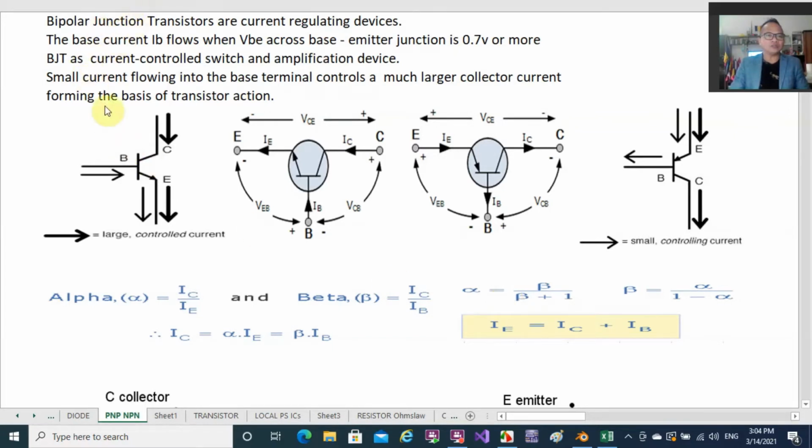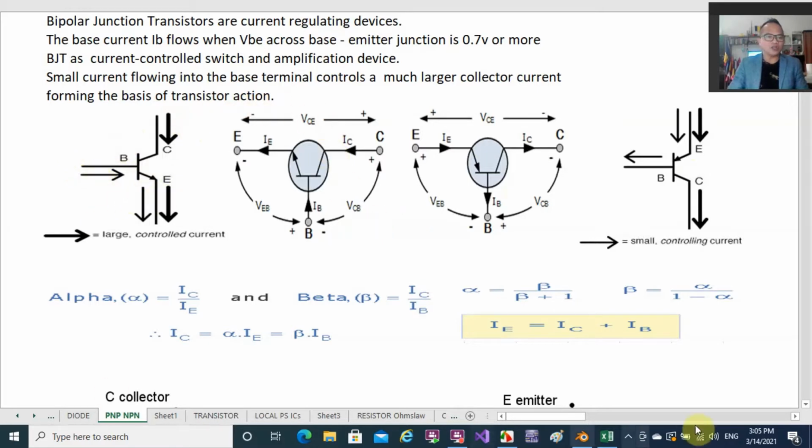Bipolar junction transistors are current regulating devices. The base current IB flows when VBE across the base-emitter junction is 0.7 volts or more. The bipolar junction transistor is a current controlled switch and amplification device. A small current flowing into the base terminal controls a much larger collector current, forming the basis of transistor action.